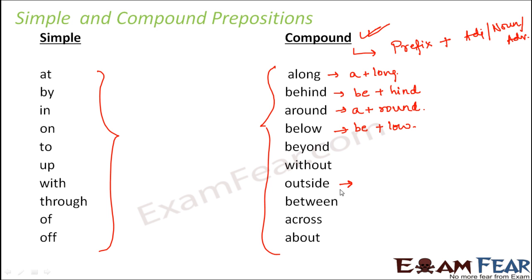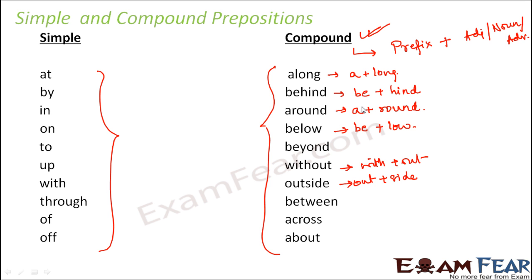However, in certain cases the prefixes are different. For example, outside is out plus side, and without is with plus out. So it is not necessarily a or be, but there are a lot of compound prepositions which start with a or be. Along, behind, around, below, beyond, without, outside, between, across, about are all examples of compound prepositions. Now I hope there is clarity between simple and compound prepositions, and you are no more confused.